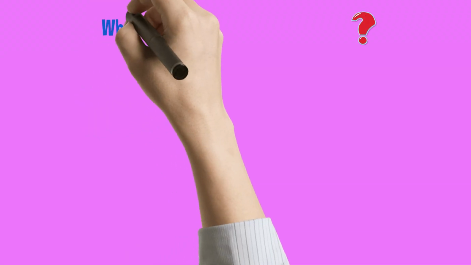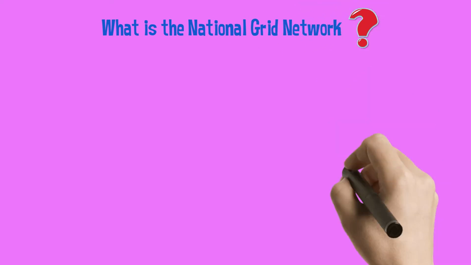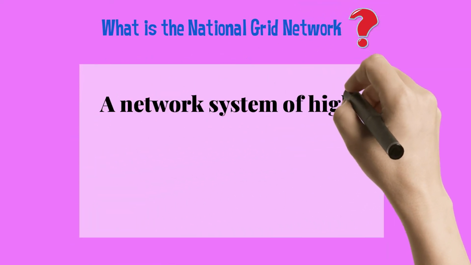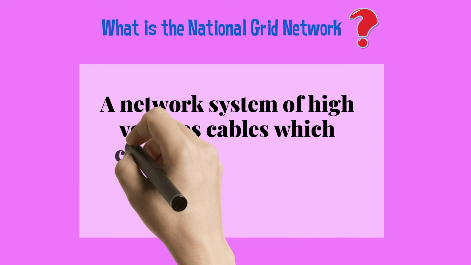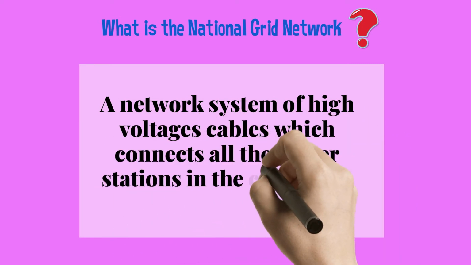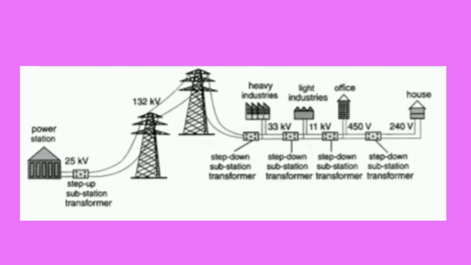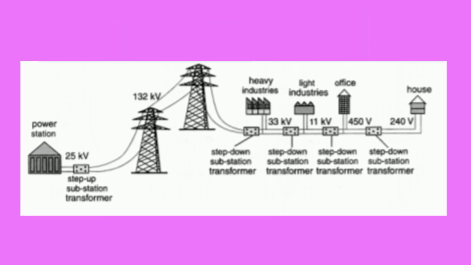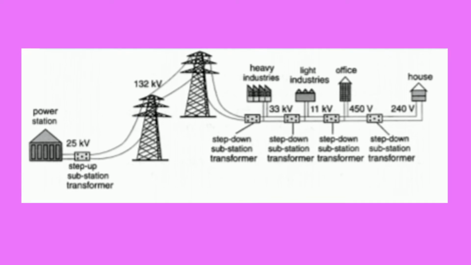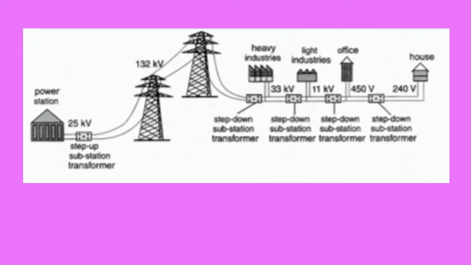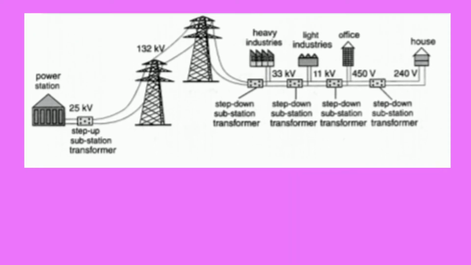Now we will go through what the National Grid Network is. The National Grid Network is a network system of high-voltage cables which connects all the power stations in the country to the consumer. Electricity is generated at 25 kilovolts at the power station. It is then stepped up in a transformer to 132 kilovolts before it is sent to the grid network.